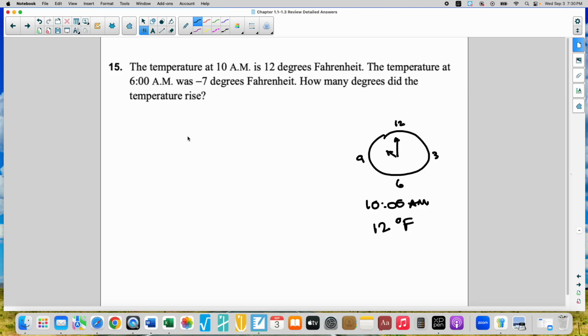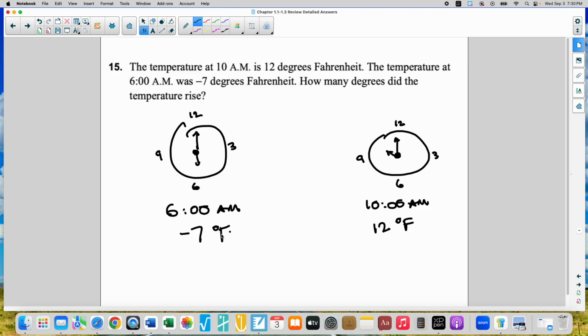At 6 a.m., this is 6, 9, 12, 3. At 6 a.m., the big hand is here, the little hand is going to be here. We can draw a little circle there. Okay. So at 6 a.m., it was -7 degrees Fahrenheit.